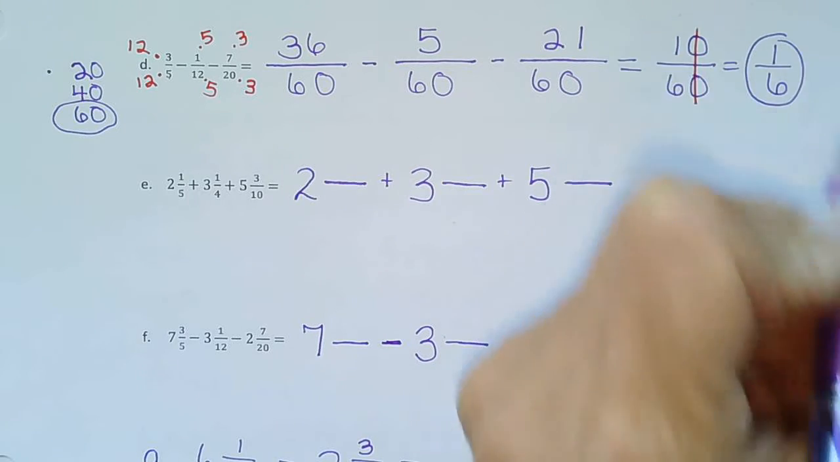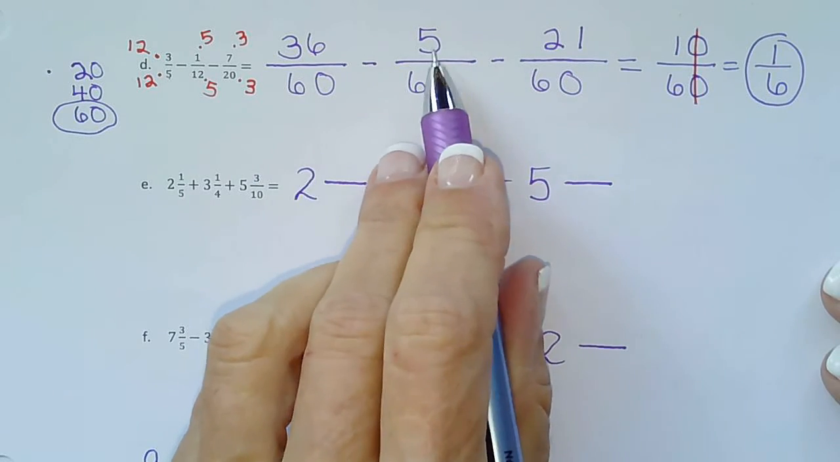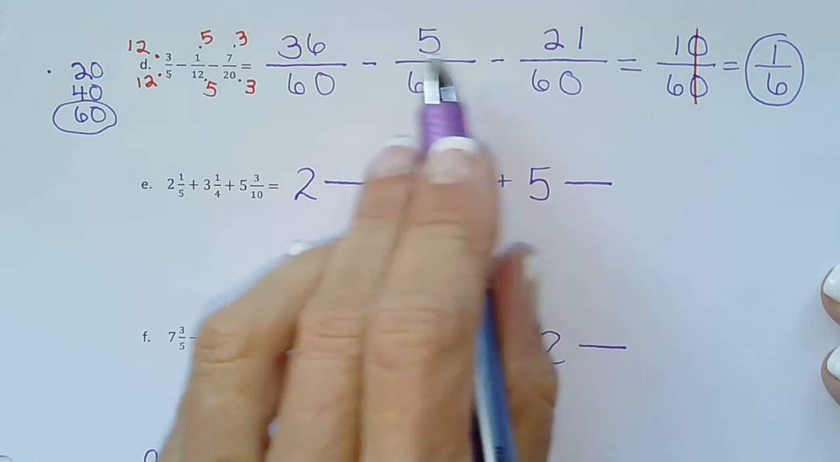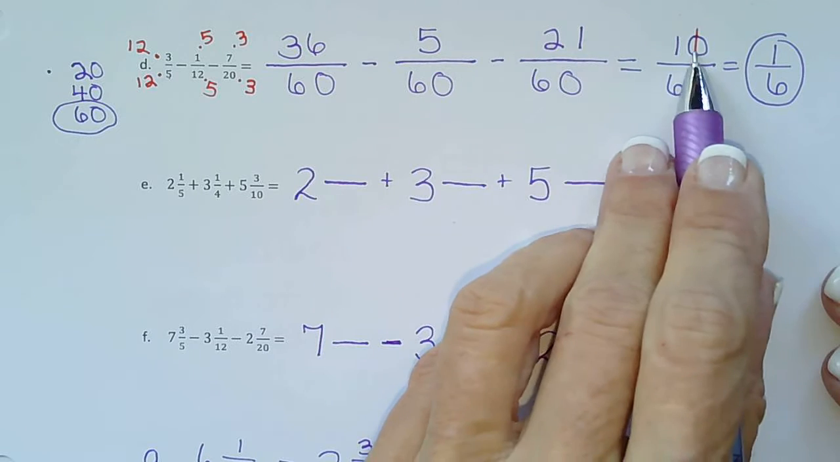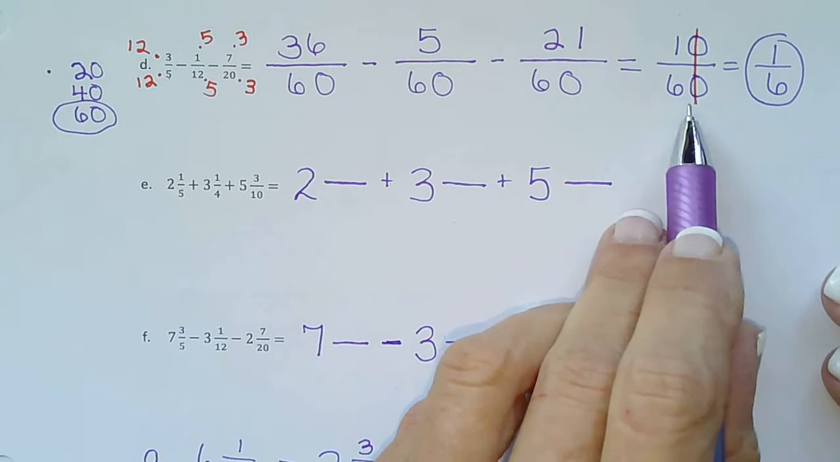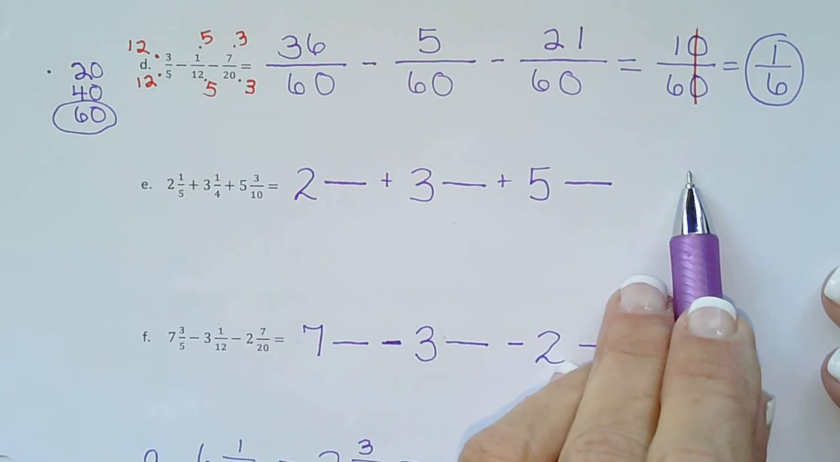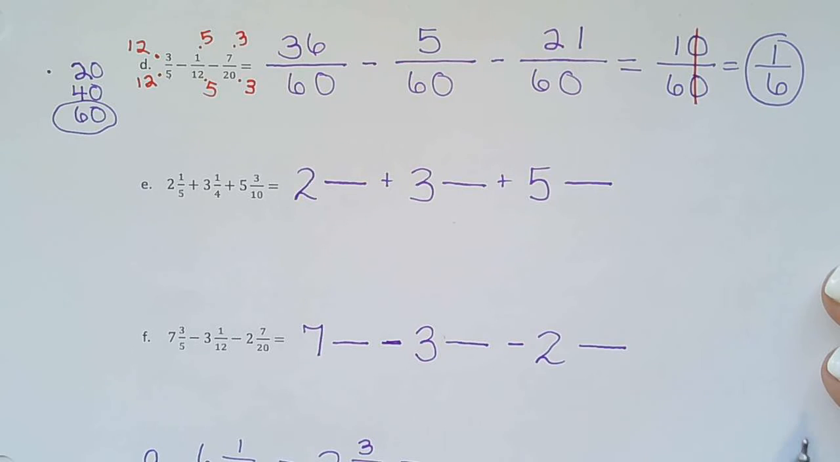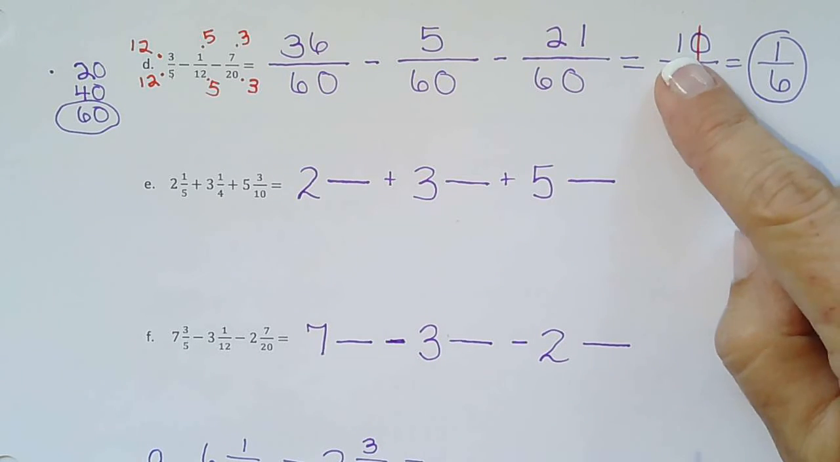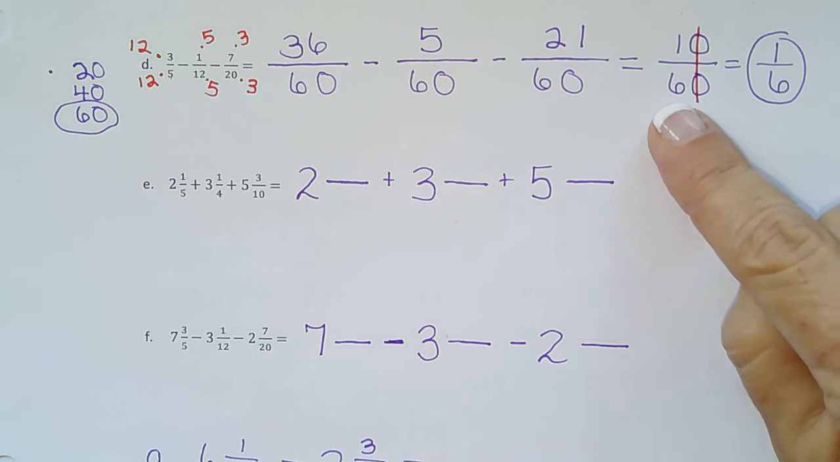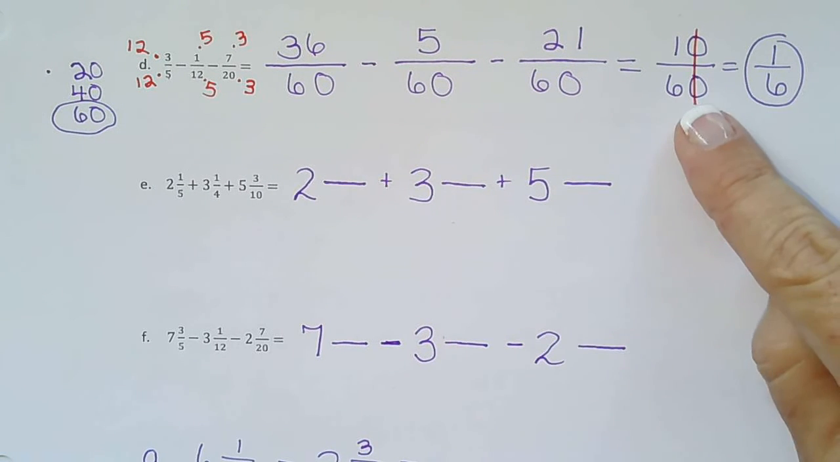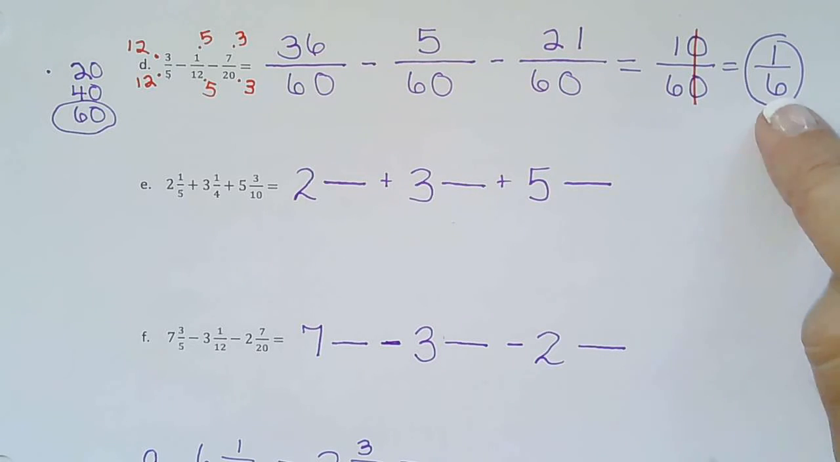1/6 is my answer. So 36 minus 5 is 31. Remember, we go left to right. 31 minus 21 is 10. 10/60ths have a 0 in common, so I can cross that out because that's the same thing as dividing by 10. 10 divided by 10 is 1. 60 divided by 10 is 6.